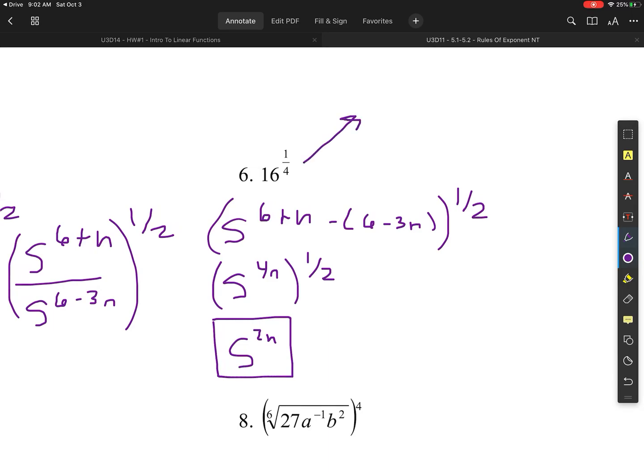6. 1/4 power is the same thing as the 4th root of 16. What number times itself, times itself, times itself gives us 16? 2.